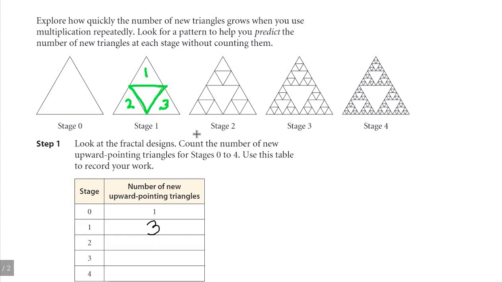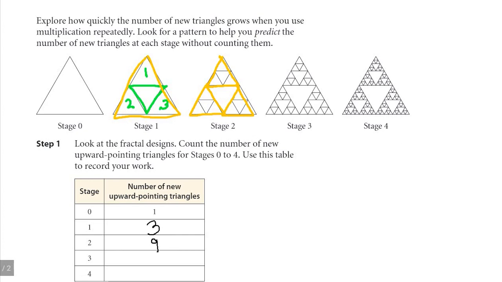And then when we move on to stage 2, we counted these all out in the last lesson. We figured out that this whole thing over here in stage 1, with the 3 upward pointing triangles, shows up here, here, and here. So that means that there are 3 times 3 upward pointing triangles. And 3 times 3, that's 9. There are 9 triangles there.